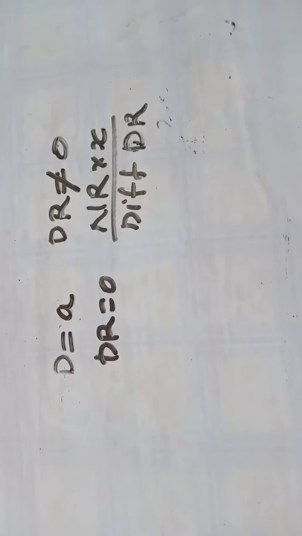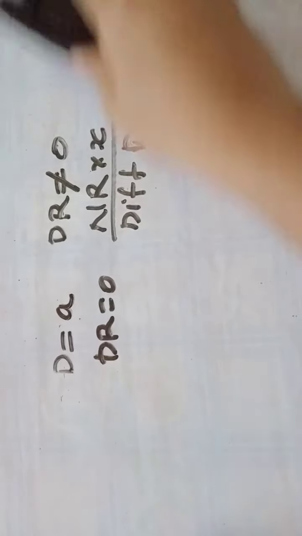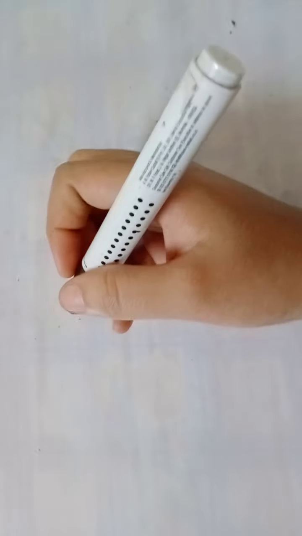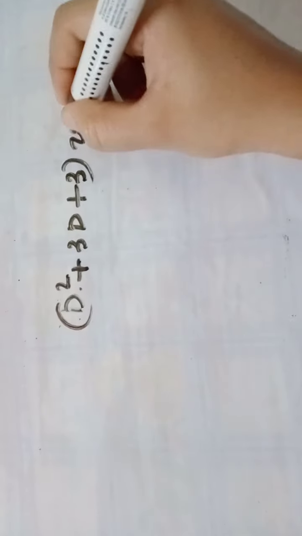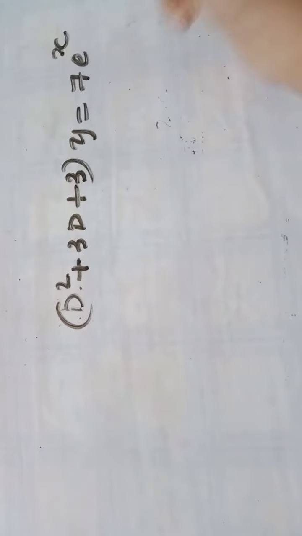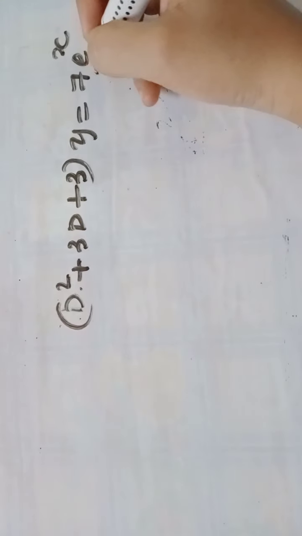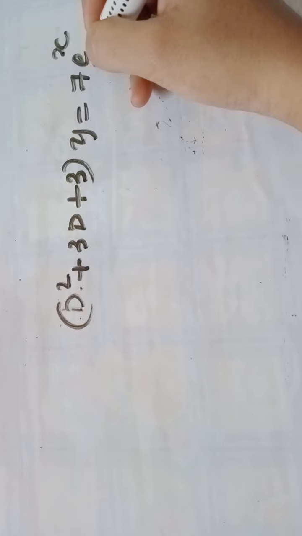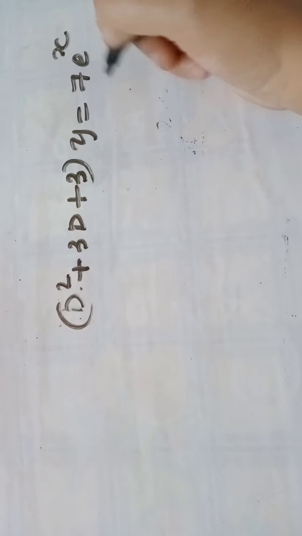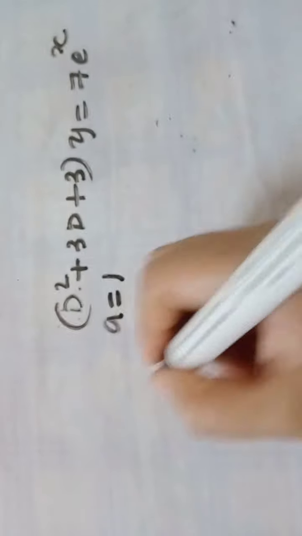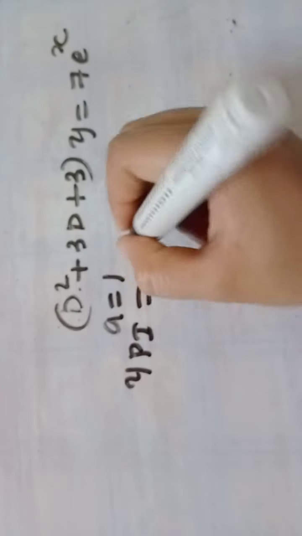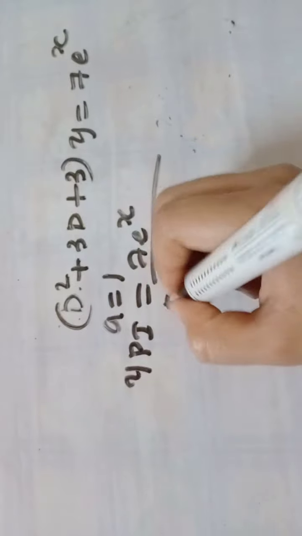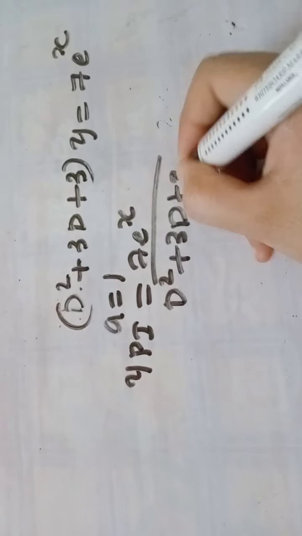And next, one more problem. Yes, we have one more problem here: (D square plus 3D plus 3) y is equal to 7 e raised to x. Here the right hand side of the differential equation is of the form e raised to ax. So what is a? a is equal to 1. So how do we find the y particular integral? 7 e raised to x divided by D square plus 3D plus 3.